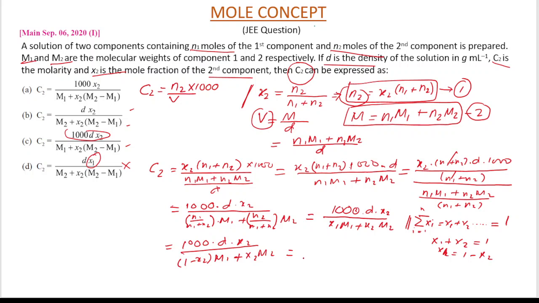If we solve it, the answer will come 1000 into d into x2 divided by, the first term will be m1, then x2 will be common, and this is plus sign, (m2 minus m1). So now can we see which of the options it matched? Here d is missing, so this will not work. Here 1000 is missing, it will not work. This is the right answer. So C is the right answer.